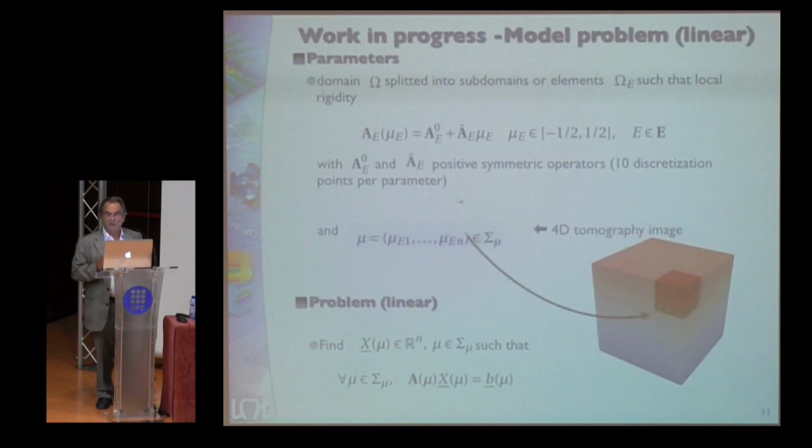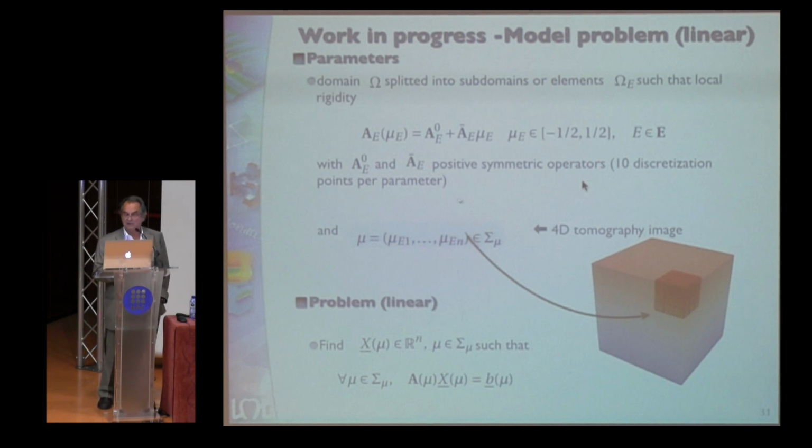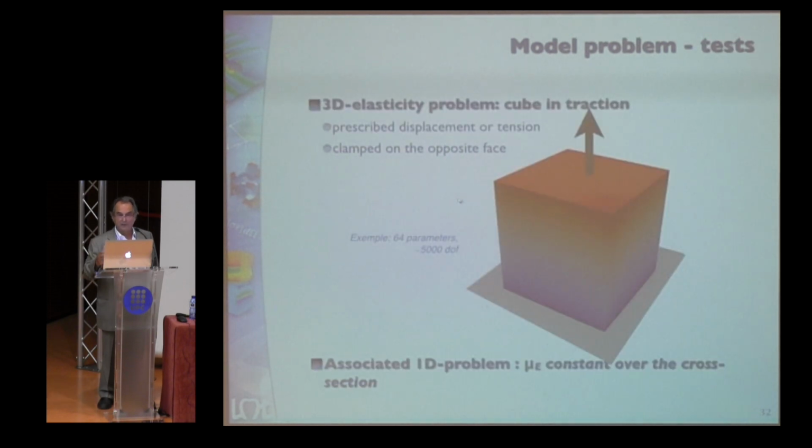So it is a work in progress. The model problem that we are considering is linear. It is an elasticity problem. To get a lot of parameters, we split the domain into subdomains or elements omega e, such that the local rigidity can be written like that, where mu e is a scalar parameter belonging to this interval. The 2 operators here are positive symmetric operators. So this parameter can be seen as a damage variable.